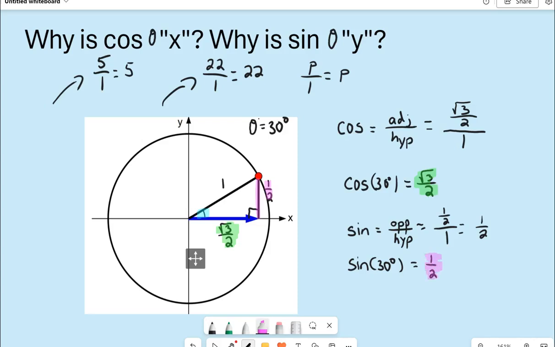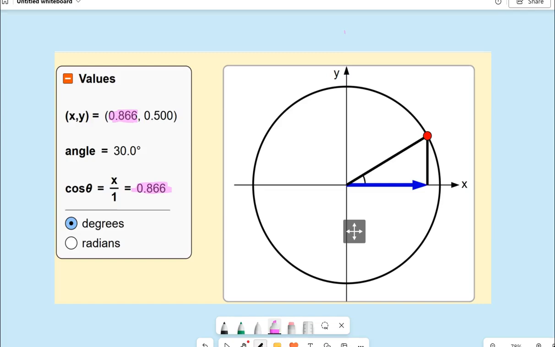Because we're always dividing by 1 in the unit circle, we can simplify each time to just x for cosine and y for sine. We're going to go play on an interactive unit circle, but take note of a couple things. It's going to give us the x value and the y value, and that x value will be identical to what we see here for cosine.